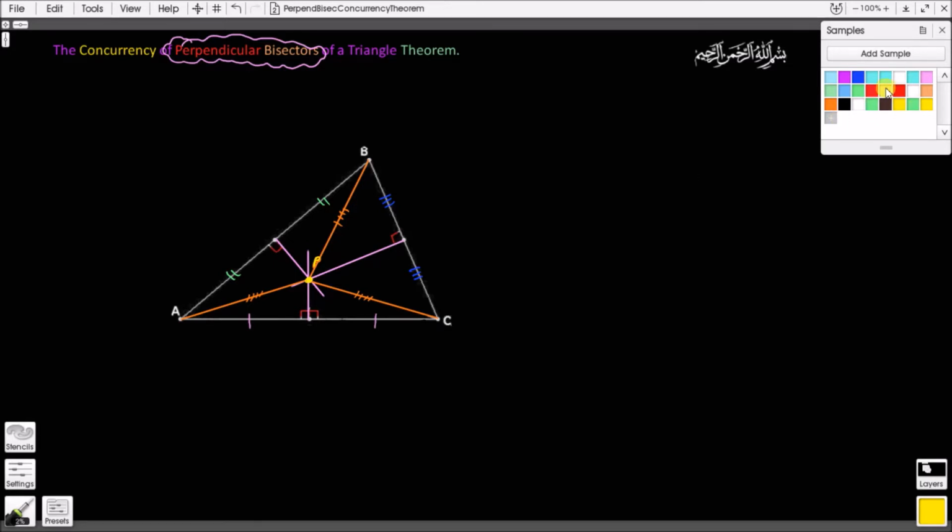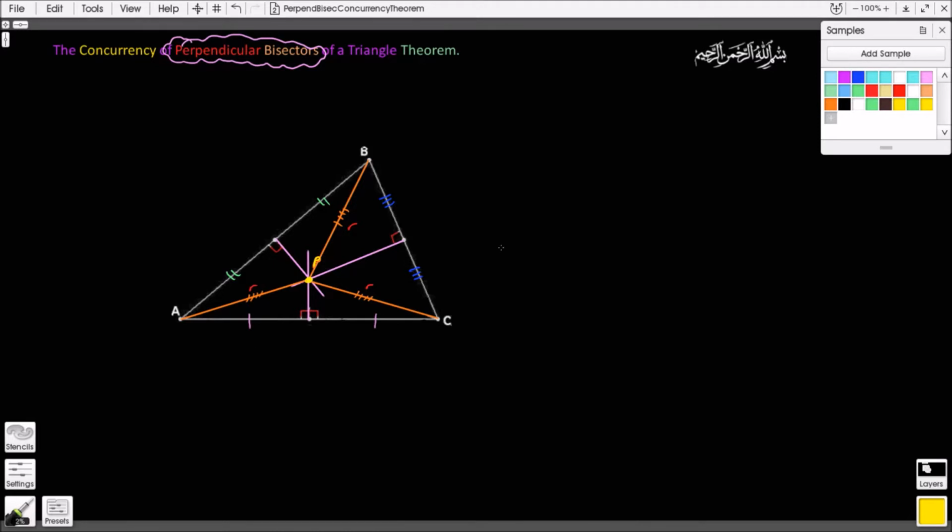Now hypothetically, let's say I gave these segments, PC and PB and PA, a name. I'm going to call them R right here. Now you observe that AP, CP, and BP are all the same length. They're all R, right?